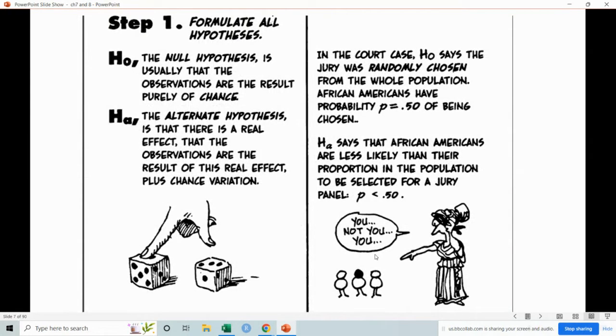So how do we formulate a hypothesis? First, we need H0, or H null, or H naught. That's our null hypothesis, which is usually that the observations are the result of pure chance. The second hypothesis is going to be HA, the alternative hypothesis. Sometimes they use H1. It says that there is a real effect, that the observations are the result of this real effect plus chance variation. So in the court case, the null hypothesis says the jury was randomly chosen from the whole population. African Americans have probability p equals 0.50 of being chosen. The alternative hypothesis says that African Americans are less likely than their proportion in the population to be selected for a jury. So p is less than 0.50.